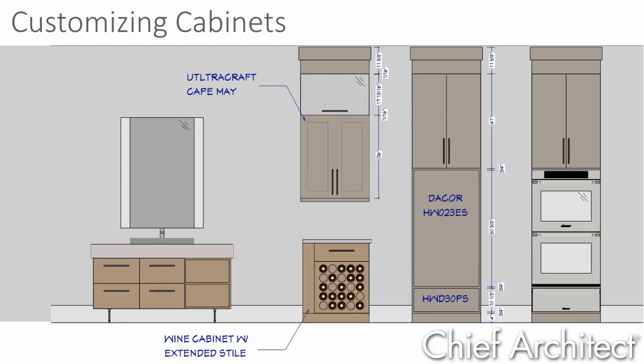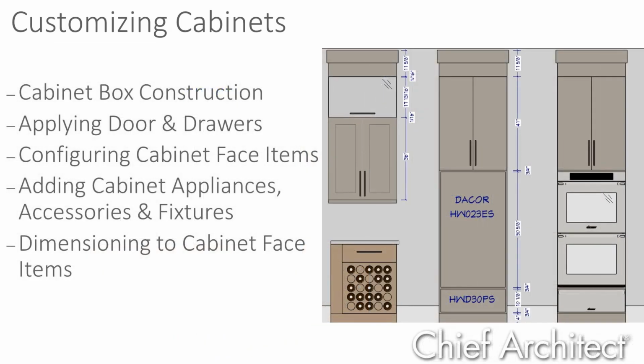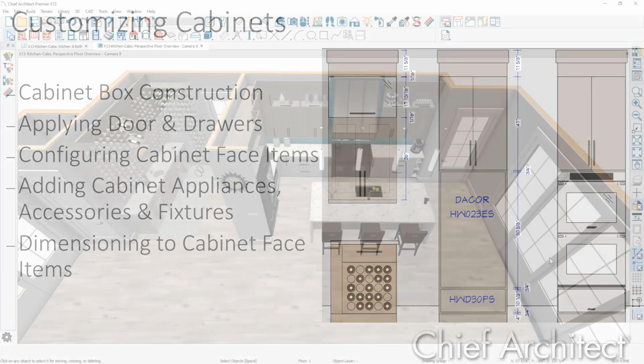In this session, I will cover how to customize cabinets in Chief Architect. I'll go through the box construction, changing the door and drawer styles, configuring face items, adding cabinet appliances, accessories, and fixtures, and then finally, dimensioning to cabinet face items or openings. Let's go into the program and get started.